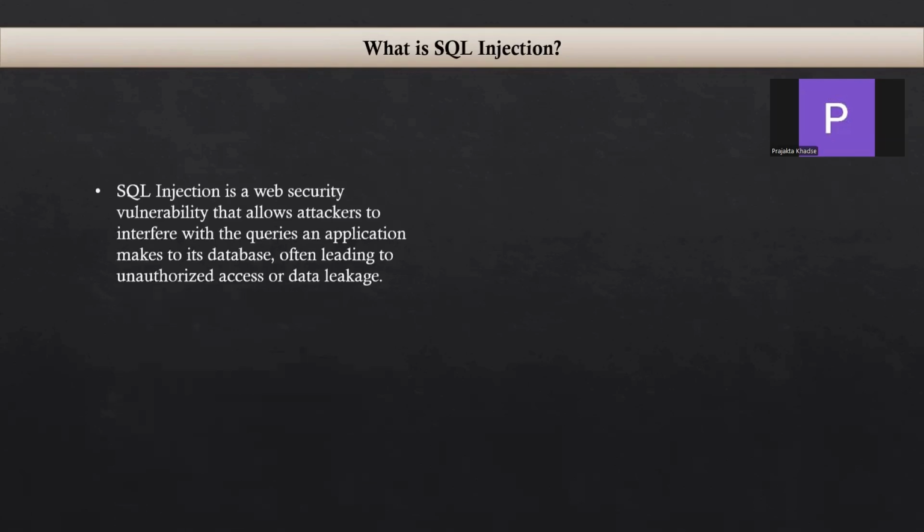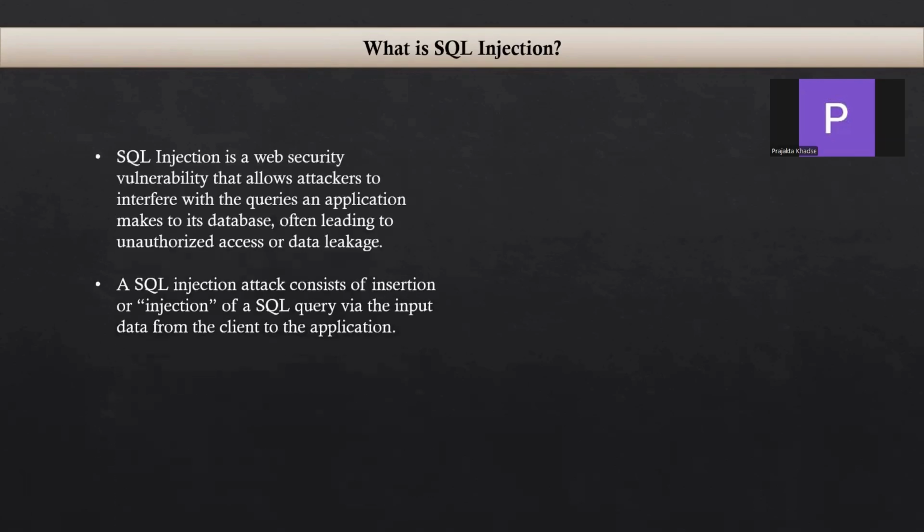Let's see what a SQL injection is. SQL injection, also known as SQLi, is a type of web security vulnerability where an attacker tricks an application into executing malicious SQL commands. It happens when a website takes user input like a username or password and directly places it into the database query without checking or cleaning it first.